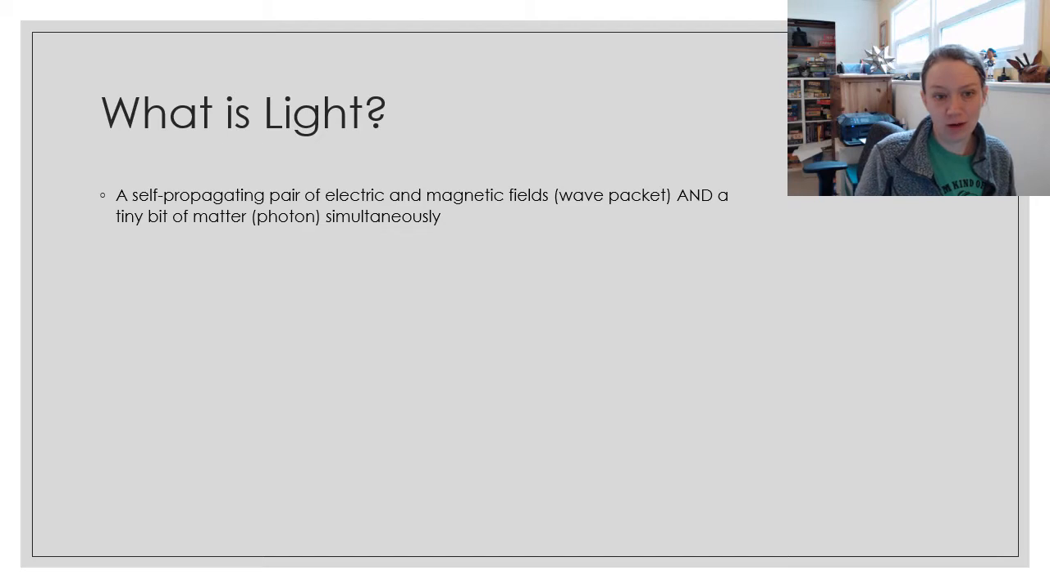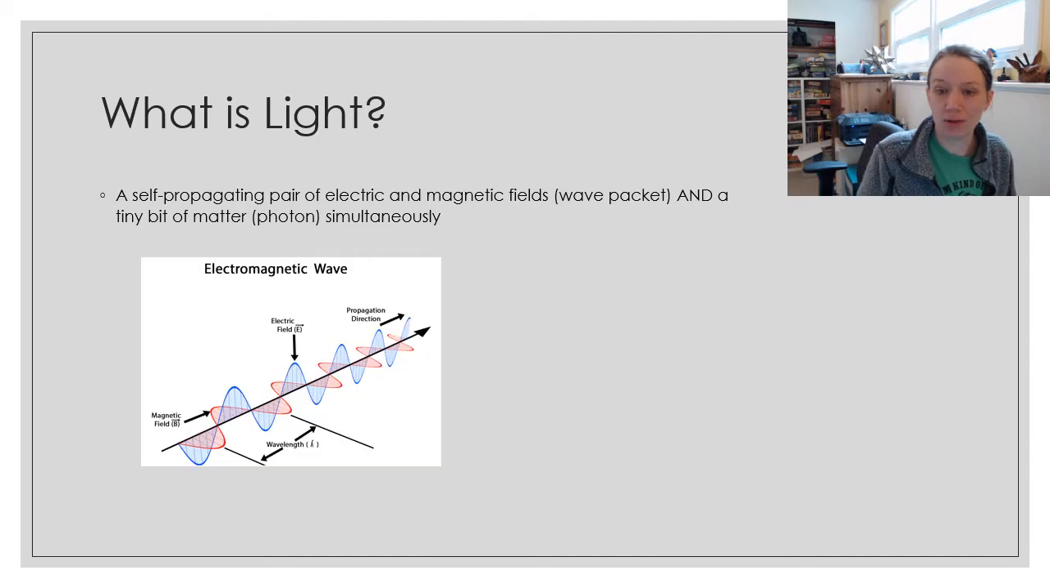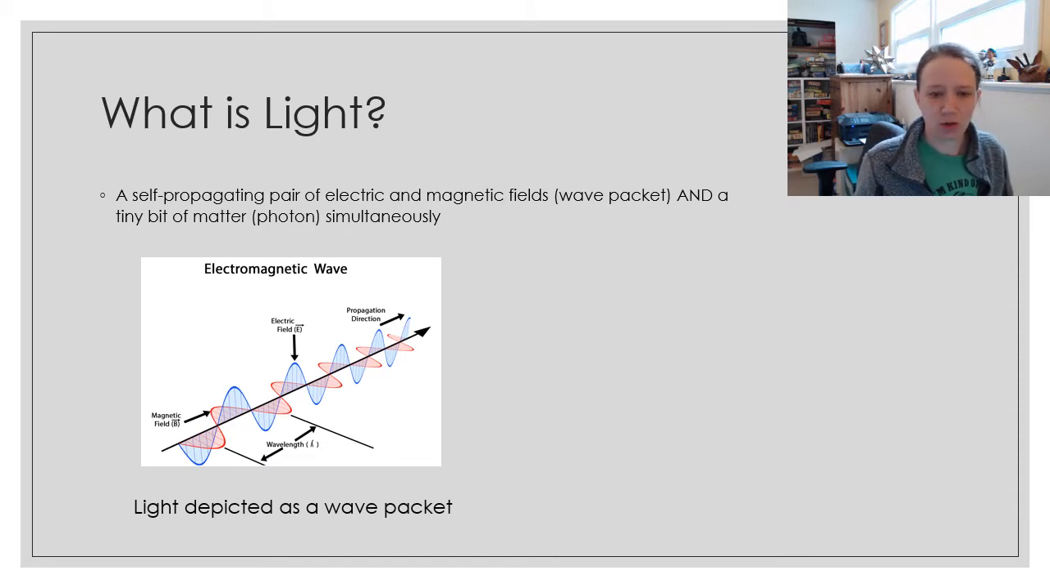So what is light? Well, physicists have determined that light functionally is a self-propagating pair of electric and magnetic fields. We sometimes call this a wave packet. And it's also a tiny bit of matter, which is the photon, simultaneously. This first image shows the light being depicted as a wave packet.